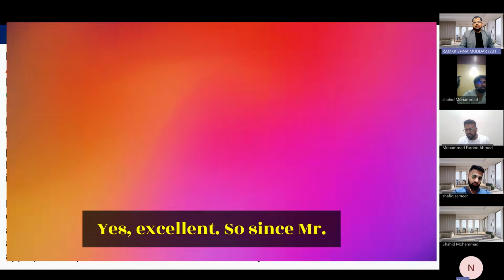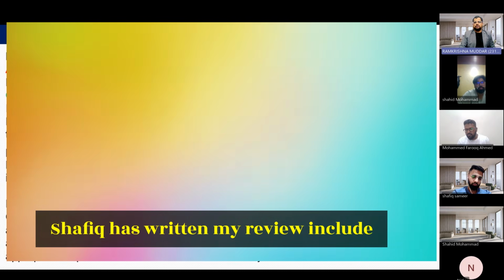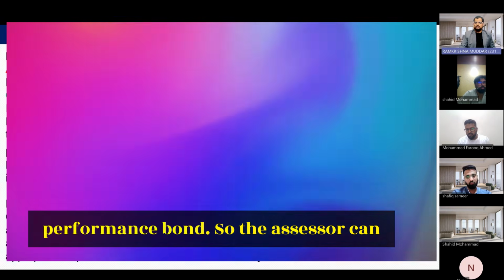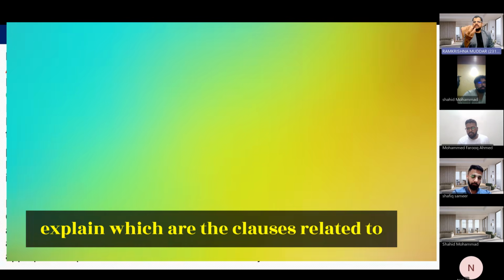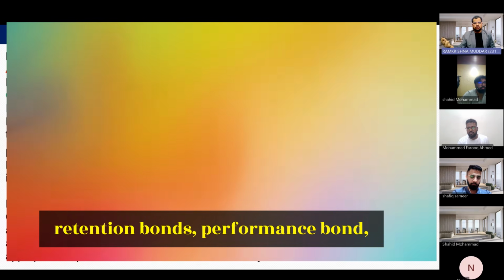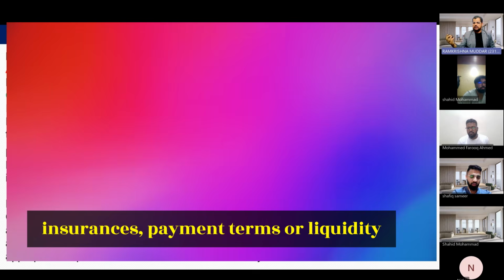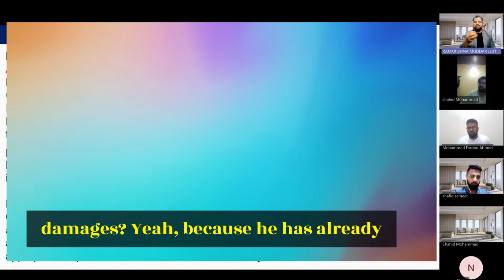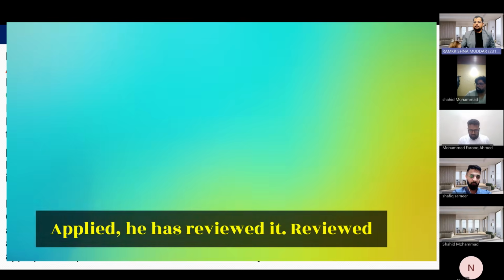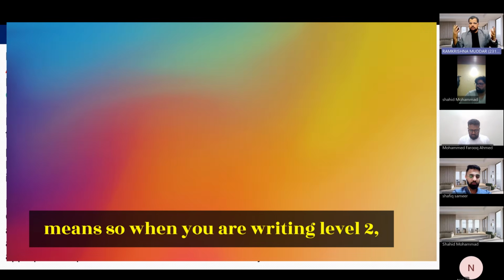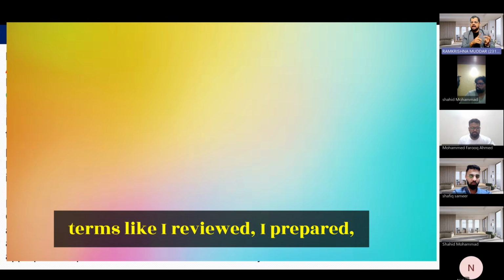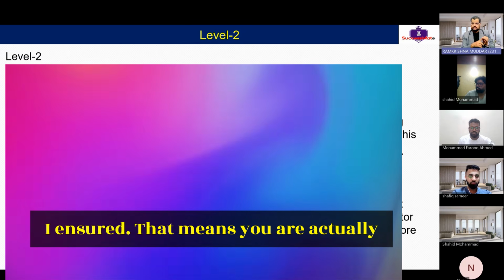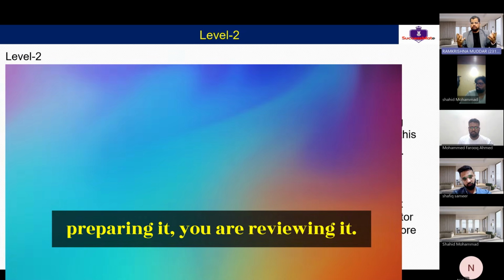Yes, excellent. So, since Mr. Shafiq has written, my review included clauses related to retention bond, performance bond, the assessor can ask, can you explain which are the clauses related to retention bonds, performance bond, insurances, payment terms, or liquidated damages? Clear? Because he has already written my review, he has already applied, he has reviewed it. So when you are writing level 2, you need to make sure that you write terms like I reviewed, I prepared, I ensured. That means you are actually preparing it, you are doing the work, you are applying your knowledge. Correct? So you need to write.